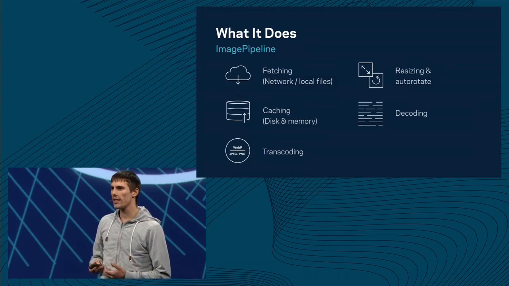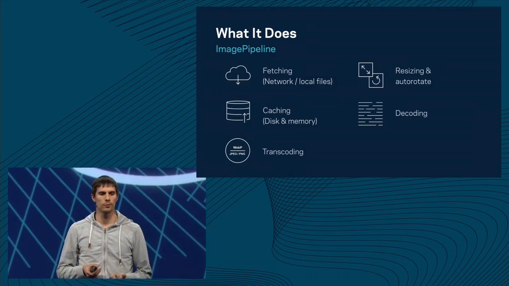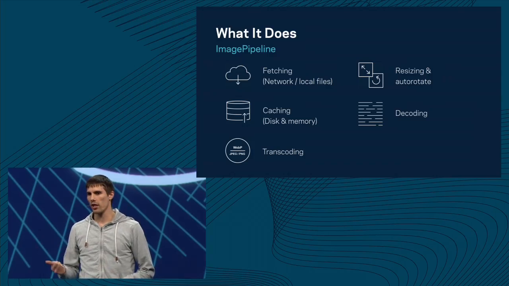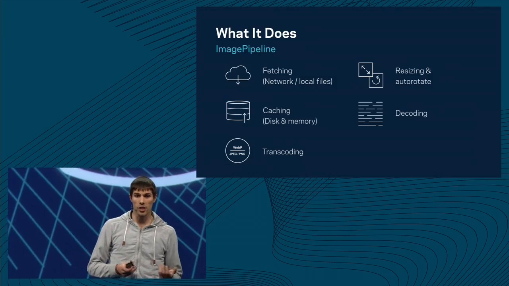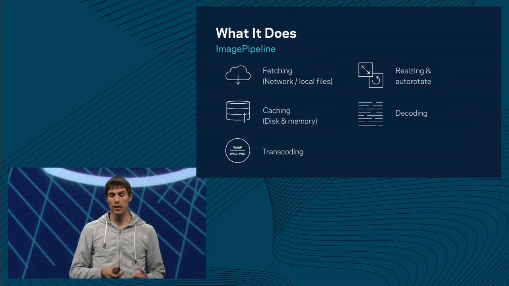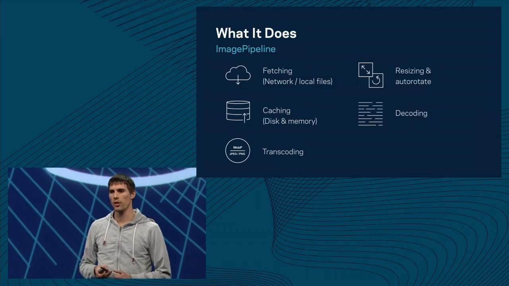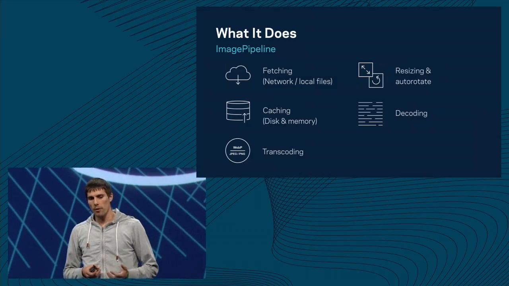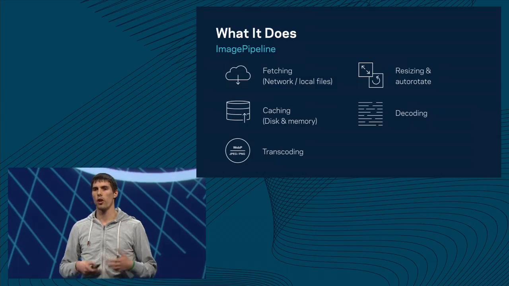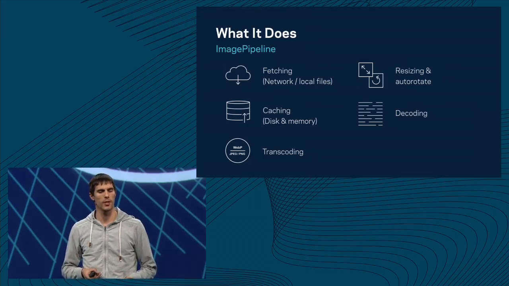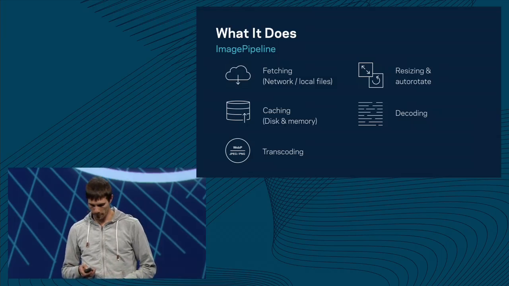So, what is it that our library has to do? Well, it has to fetch the image, be it from the network or a local file. It has to cache the image on disk and in memory. It has to decode the image, of course. But we might also need to resize or rotate the image in case the image is too big or if the orientation has to be corrected. And finally, we might even need to transcode the image in case the image format is not natively supported by the platform, such as WebP prior to Jelly Bean.